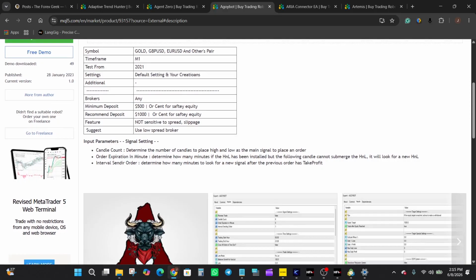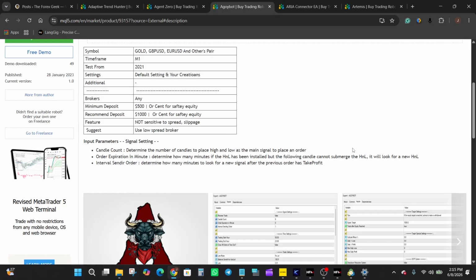Okay, so the developer also mentions recommended trading conditions, including pairs like gold, GBP USD, and Euro USD with a focus on the M1 time frame. Broker wise, it is stated that the EA can be used on any broker, but a low spread environment is suggested for better execution conditions. Minimum deposit guidance starts around $500 or cent accounts for safety, with a recommended level closer to $1,000 depending on account type.